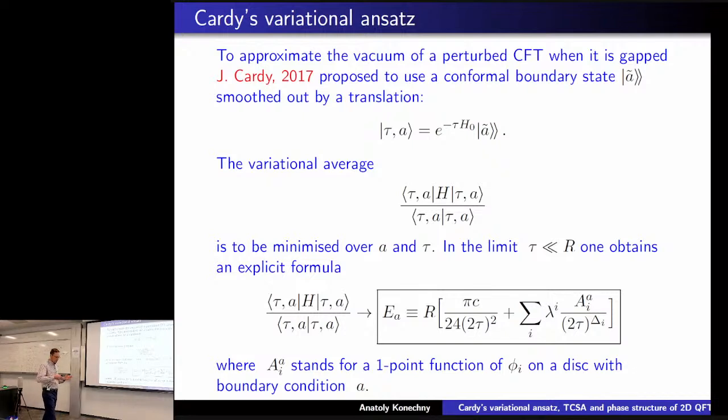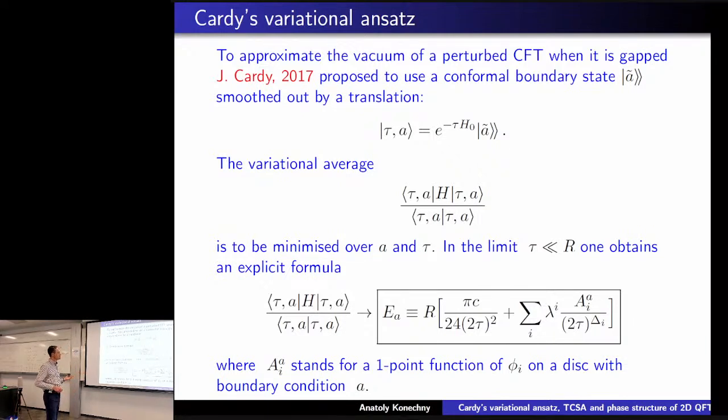Moreover, there is a nice geometric meaning of this variational average. It looks like just a bunch of one-point functions on a cylinder, capped by your conformal boundary condition, and the length of the cylinder is tau. So tau has a geometrical meaning. Then in the limit tau much less than R, one obtains a very concrete expression for this variational energy. As a function of tau, it's just a linear combination of power functions. It's a bit more complicated than the Landau theory polynomials, but still quite a simple function.